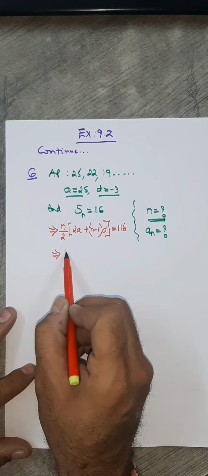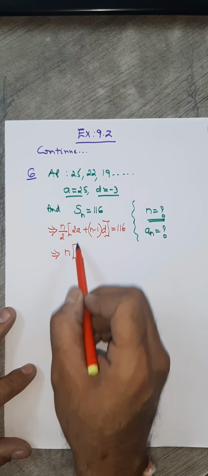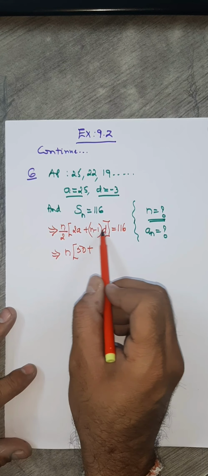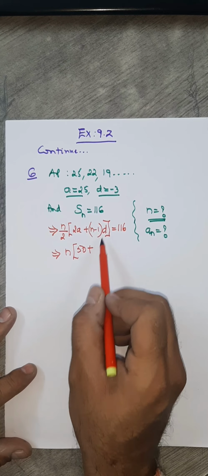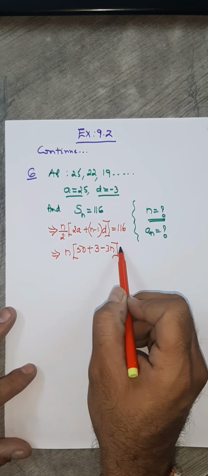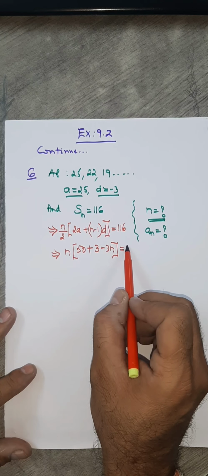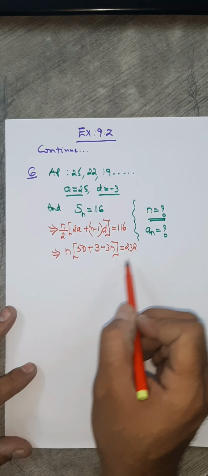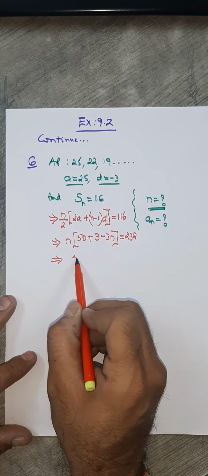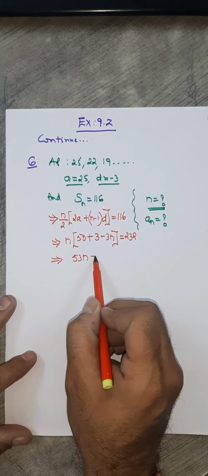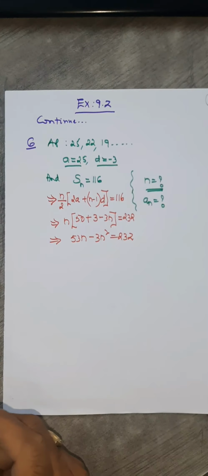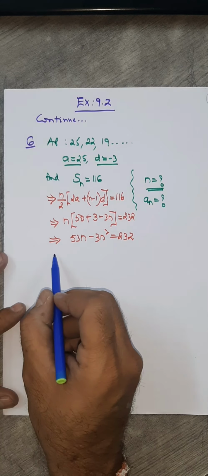I'll take 2 on the other side. n into 2a, so this will be 50. Plus d is minus 3, so here I'll write this is plus 3 and minus 3n equals to here. If I multiply with this 2, this is 232. So this is 53n minus 3n squared equals 232. So the question is just factorization here.